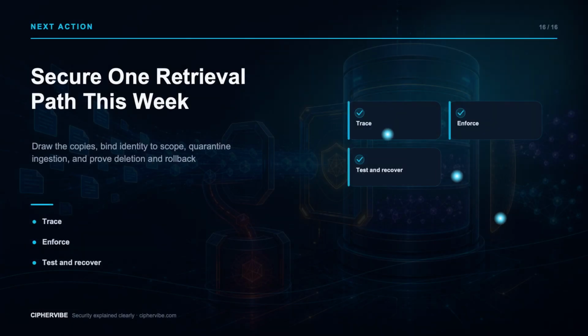Choose one AI application and trace one question from user identity to retrieved chunks. Mark every data copy, trust boundary, and owner. Move tenant scope to the server, enforce it at storage, quarantine new content, pin embedding versions, add cross-tenant and poisoning tests, and prove deletion and rollback.